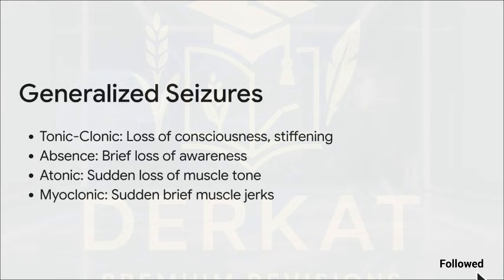Now, looking at generalized seizures, these are usually highly recognizable. The classic tonic-clonic involves a sudden loss of consciousness, body stiffening in the tonic phase, followed by rhythmic jerking in the clonic phase. But I want to specifically call out absence seizures. This is a super high-yield exam topic, especially for pediatric cases. These present as a brief loss of awareness, often just a blank stare lasting maybe 5 to 20 seconds, and it's very common in kids. We also have atonic seizures, which are a sudden loss of muscle tone, causing really dangerous drop attacks, and myoclonic seizures, which are sudden brief muscle jerks.